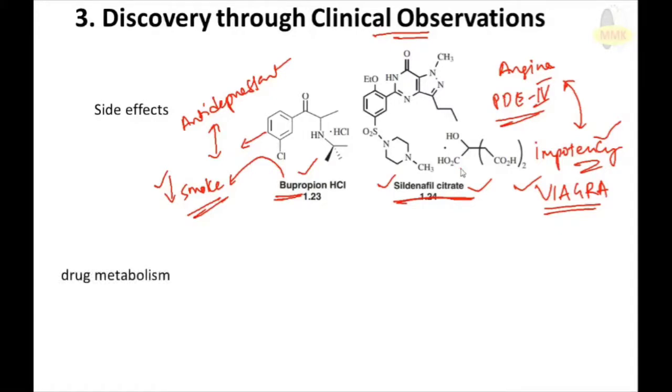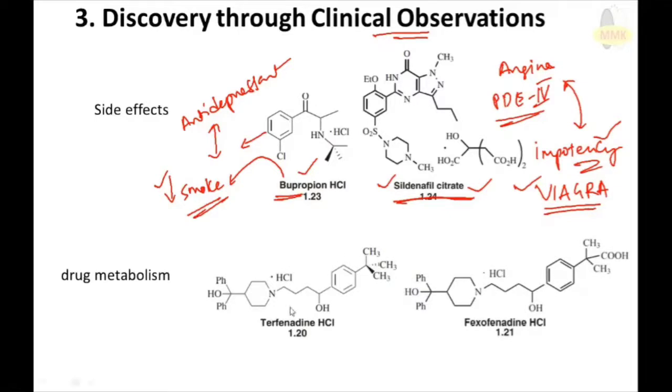Sometimes drug metabolism can also give you a drug. Like terfenadine is an antihistaminic agent, and fexofenadine is actually a metabolite of terfenadine. Here you can see one of the CH3 groups is converted to COOH. So this is another drug.